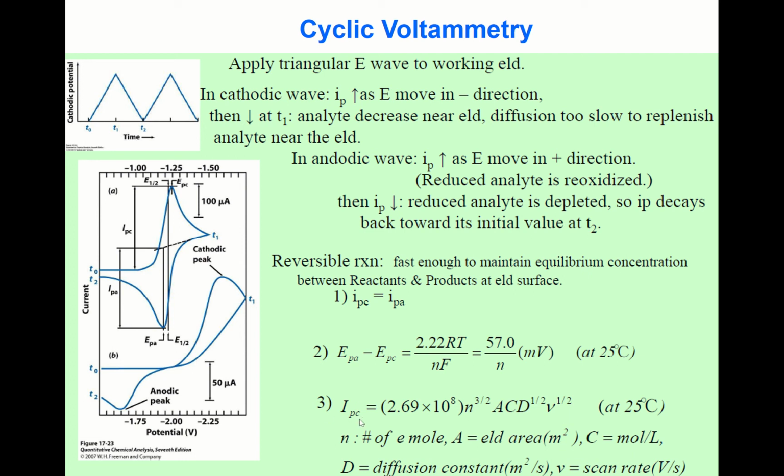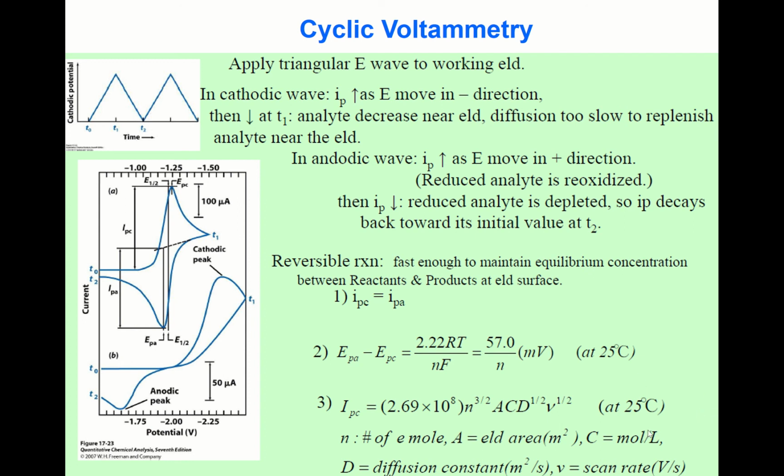Okay? The current depends on the scan rate, how fast you scan the potential. Okay, but not directly proportional, but proportional to the square root of the scan rate. So in order to obtain 10 times higher current, you have to scan 100 times faster. Okay, because the square root of 100 is 10.